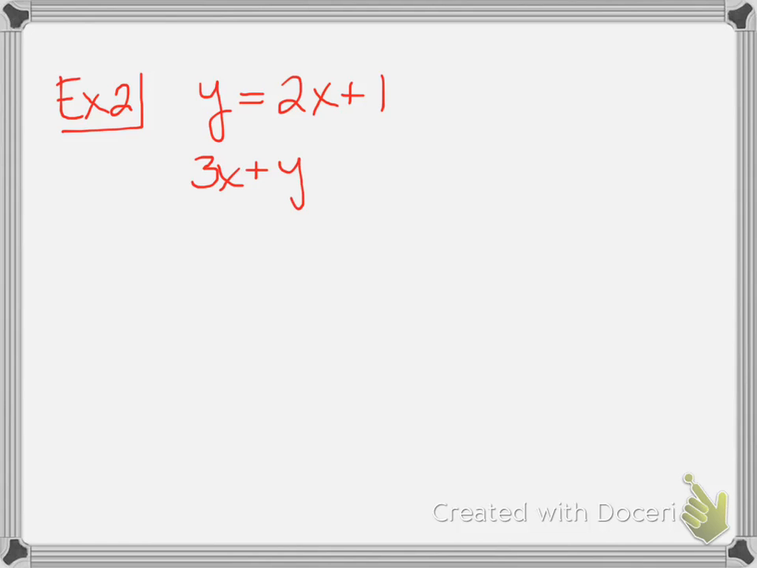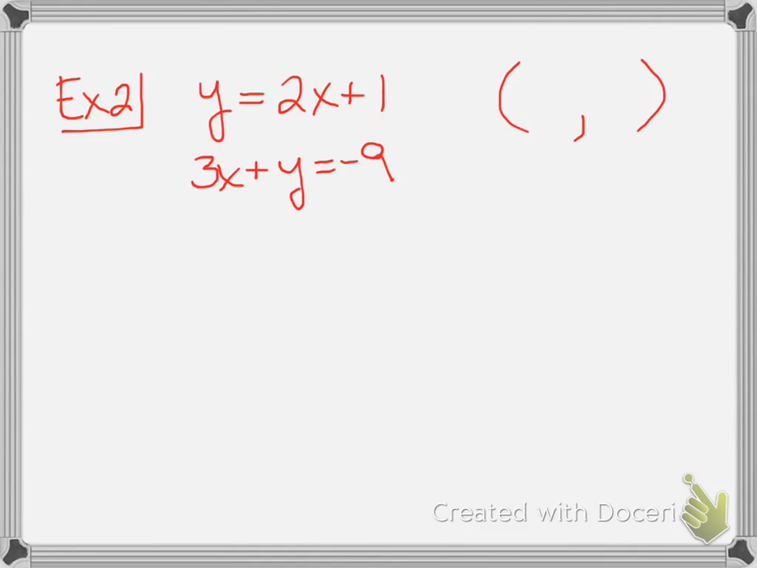Now we're going to move on to example 2. This one has a little bit more involved in it. This example is y equals 2x plus 1, and the other equation is 3x plus y equals negative 9. There's no x equals a number or y equals a number, so I really don't know what either is. I have to solve for both of them.